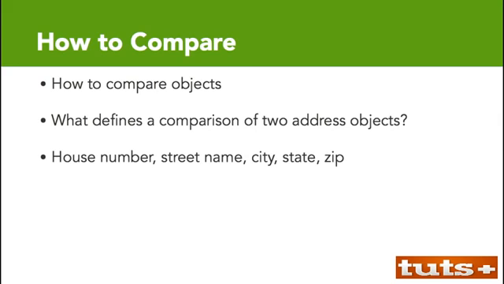Maybe an address includes the house number, the street name, the city, the state, and the zip code, or maybe something else. What value should we use? Do we compare by street name, by zip code? That is where the Comparable interface comes in handy.